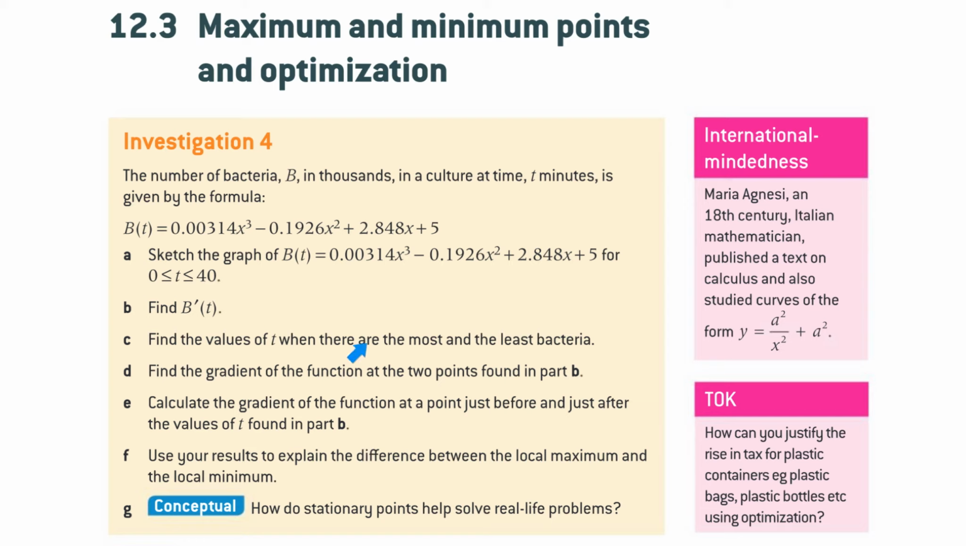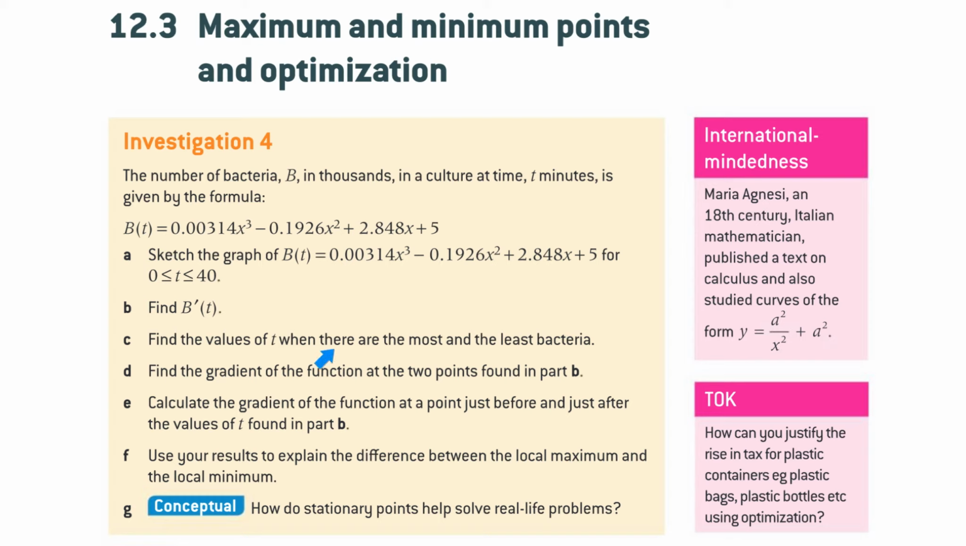Find the values of t when there are the most and the least bacteria. Okay, so the values of t where there's the most and the least, but in that restricted domain, we're looking for minimums and maximums. Remember, the number of bacteria is measured on the y-axis. If you look at your calculator, you can see that there's a minimum and then there's a maximum. We've got to find the values of t.